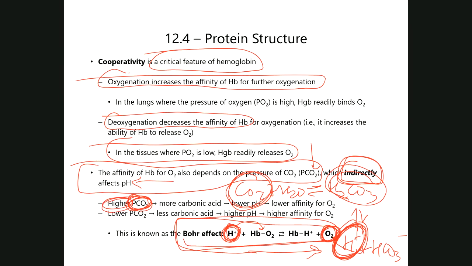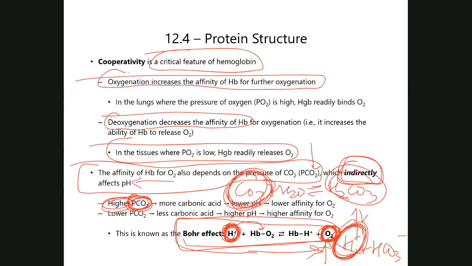Where is this useful? Well, if it's causing release of oxygen, it's obviously useful in the tissues. Well, what's high in the tissues? It turns out our metabolism is producing high levels of CO2, right? So in the tissues where the oxygen is actually needed, there is a higher amount of CO2 that's coming from the metabolism of those cells. So there's a slightly higher amount of hydrogen ions, i.e. lower pH, at the tissues compared to, let's say, the lungs, right? So that slightly higher amount of protons facilitates the release of oxygen to the tissues.